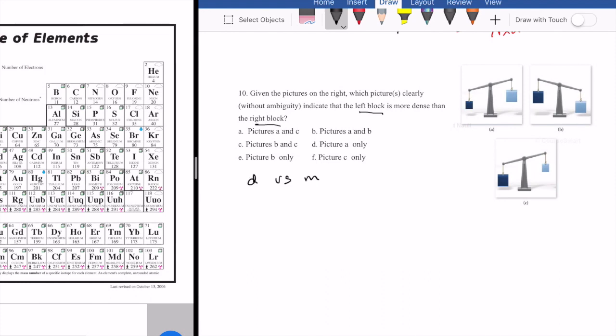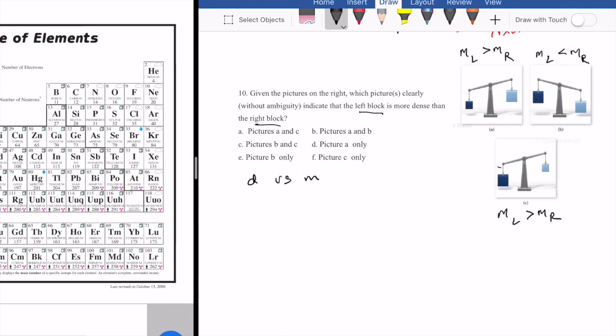So what the scales are showing is mass. What picture 1 is showing is that the mass of the left block is greater than the mass of the right block. This second picture is showing the mass of the left block is less than the mass of the right block. And then the third one is the mass of the left one is greater than the mass of the right one.